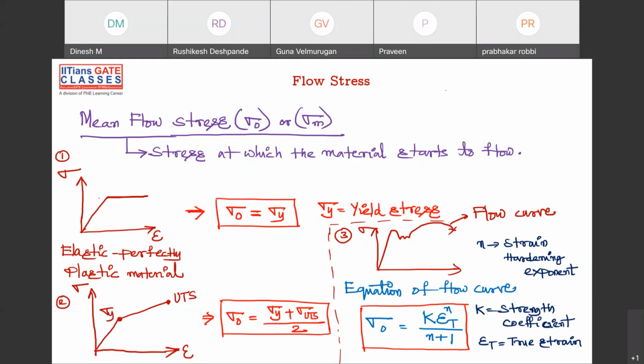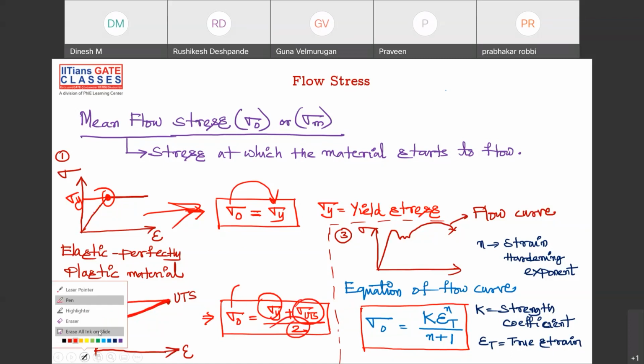So this is all elastic zone, and this is plastic. And the point at which the material starts to flow is this point. Hence, the mean flow stress is equal to yield stress in this case. Okay. In the second case, this is the point at which the material starts to flow, and this is the region. All these are stresses. So this here is UTS stress, and this here is yield. This is sigma y, and this is sigma UTS. So what you do, the mean flow stress is the average of these two values, that is (sigma y plus sigma UTS) divided by 2.